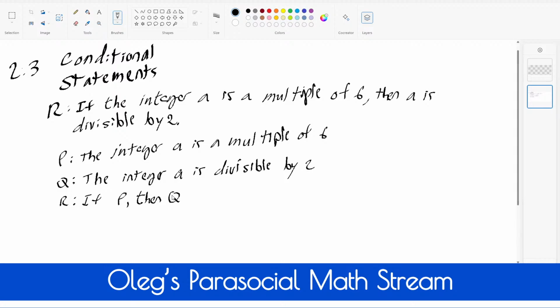Keep in mind, this is important. The words if and then are very important. If means P, then means Q. So that's important. Keep that in mind. That's going to come up a lot. The words if and then, just like the word not, are important words. They're key words that we use in mathematics for set theory or for logic. Anyway, here we go.